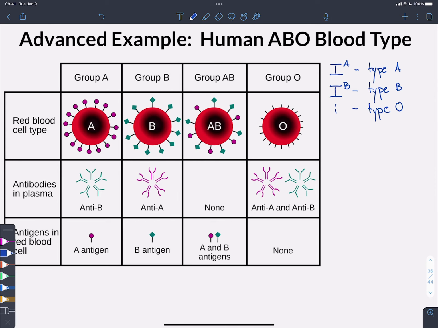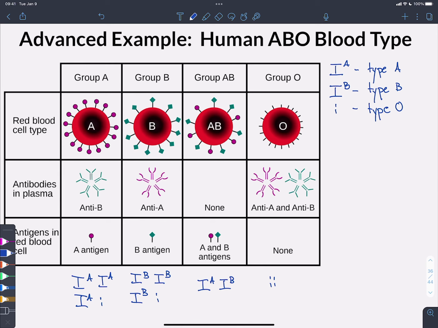And because there are three different alleles, there are now no longer three different possible genotypes. You now actually have six different possible combinations of genotypes. You can be IA IA, you can be IA i, you can be IB IB, you can be IB i, you can be IA IB, or I guess IB IA if you want to look at it that way, right? Or you could be lowercase i, lowercase i.